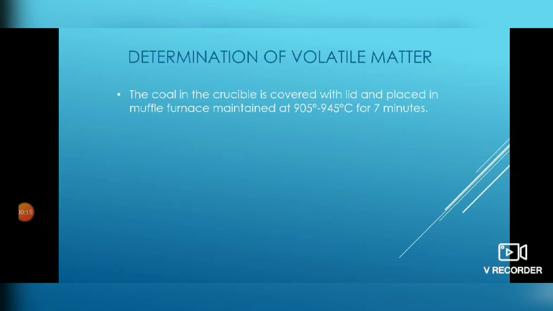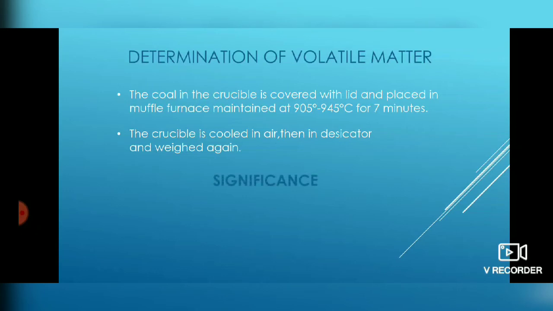The coal in the crucible is covered with a lid and placed in a muffle furnace maintained at 905 degrees centigrade to 945 degrees centigrade for 7 minutes. Here we use a lid because we want to lose only the volatile gases and not the other content present in the fuel. At this temperature, all gases are lost from the gap between the lid and crucible in 7 minutes. After 7 minutes, the crucible is cooled in air, then in a desiccator and weighed again.